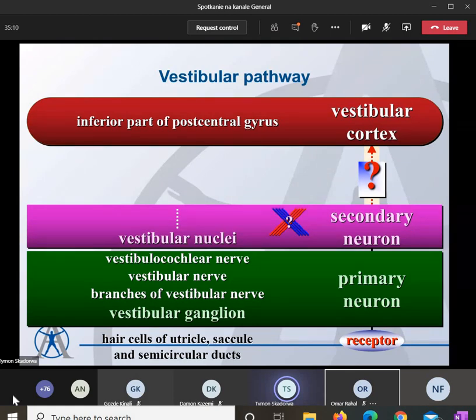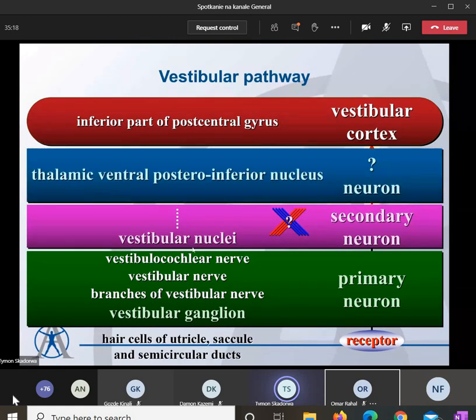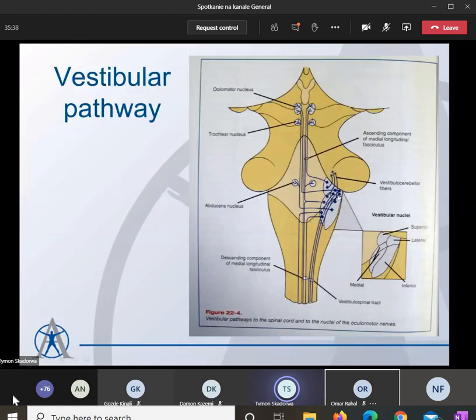From now on, there are multiple pathways that reach the cortex. In fact, we know that there is a connection. One of the connections runs through the thalamic ventral posterior inferior nucleus, but we don't know which neuron that is, whether there are any other areas on the way, or whether there is a straight connection. So we don't know whether it's the tertiary or quaternary neuron.